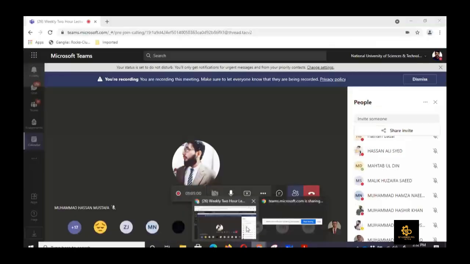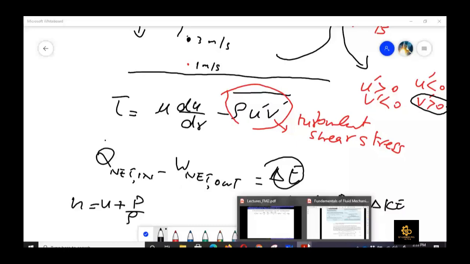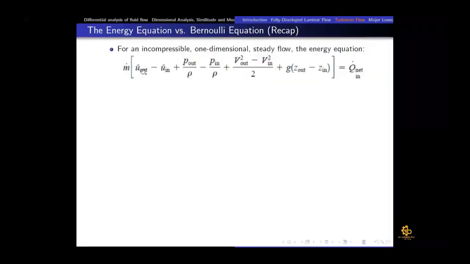So if we know the shaft work, we multiply it with m dot, and this equation can be written in this form. Here this u is per unit mass, you can see a little bit of tilde here. Then we have u plus p upon rho, that is enthalpy. Then this is the change in kinetic energy, and then g z out minus g z in is the change in potential energy, and that is equal to q dot net in.